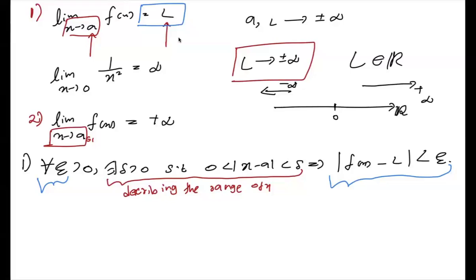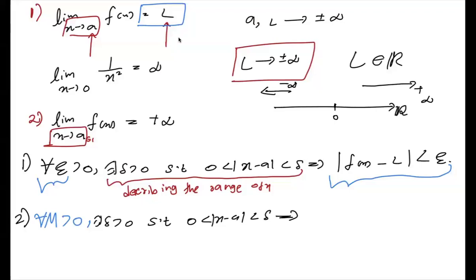So I write the definition and tell you what it means. I take the blue color and write: for all M greater than 0, and this part as it is, there exists delta greater than 0 such that 0 less than absolute value of x minus a less than delta implies, and I have to change this, f(x) greater than M. This is the definition for this.